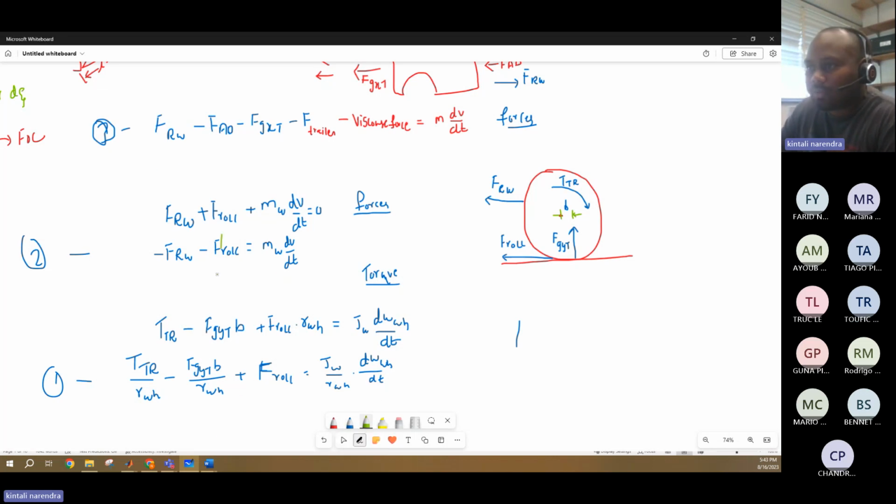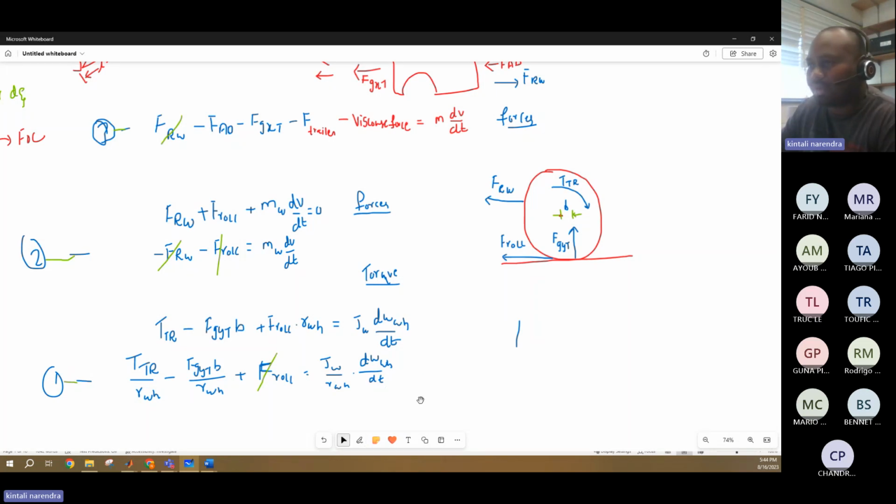So F roll and F roll will get cancelled. There is a force here and a torque here, and the torque is converted into force. F roll is getting cancelled, FRW and FRW got cancelled. Guys, are you with me? Yes, FRW and F roll get cancelled.